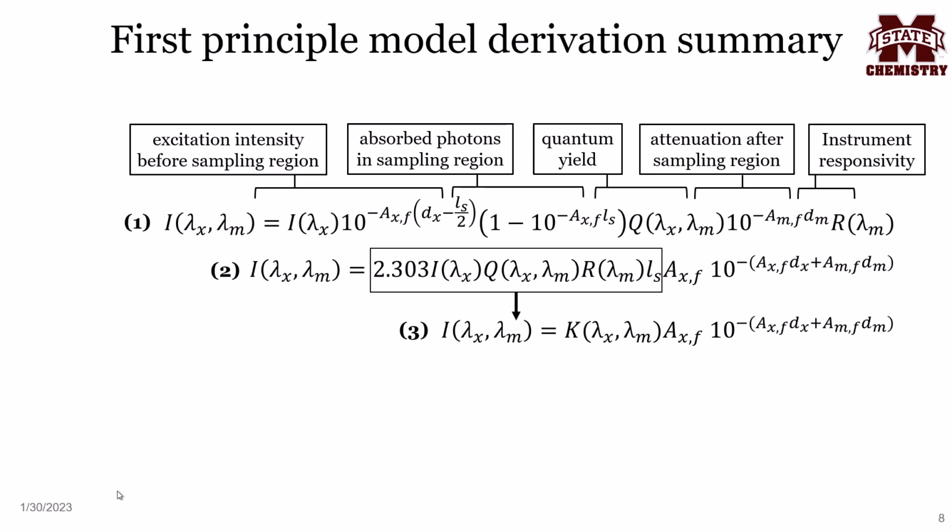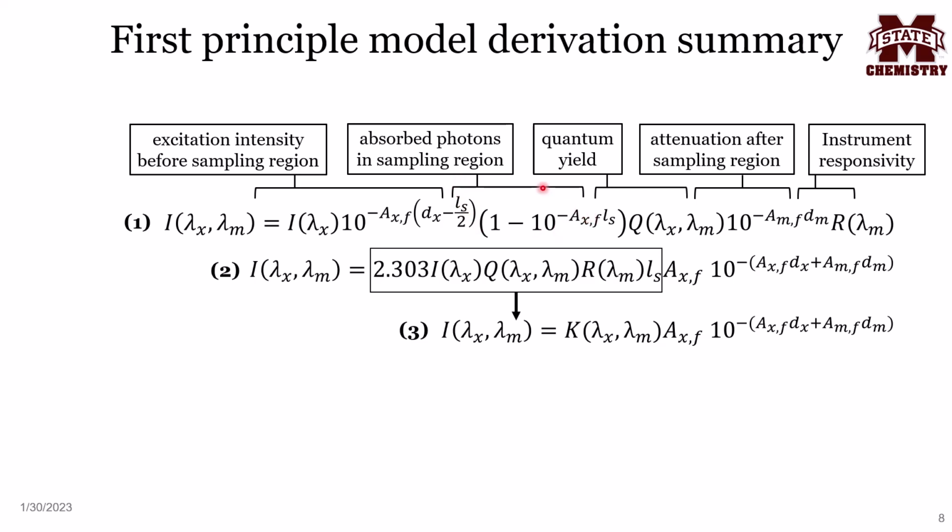LS, DX, and DM are all viewed as the path length in centimeters for a pure fluorophore. The first term in equation 1 is the excitation intensity before entering the sampling region, where IX is the excitation power, AX is the absorption at the excitation wavelength, DX is the excitation path length, and LS is the effective sampling path length. The 10 to the negative AX term will remove a fraction of the excitation power based on the absorbance at the excitation wavelength, the excitation path length, and half of the sampling path length.